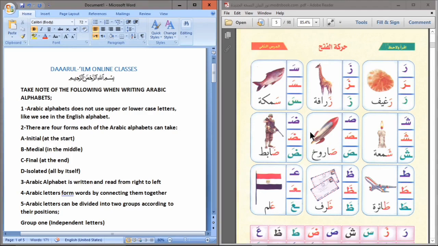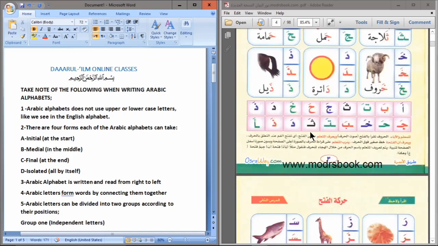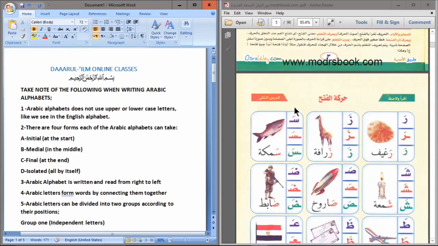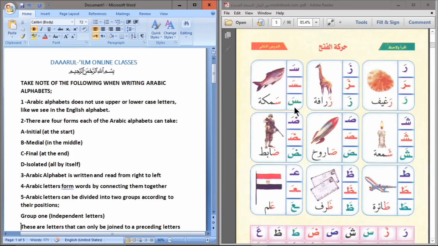Inshallah, this is a continuation of the letters, the Arabic alphabet. As you can see, in the last class we stopped at the letter, how it is being written at the beginning, and how it is being written in the middle and at the end. So today we'll be looking at the next letter, which is letter Ra.